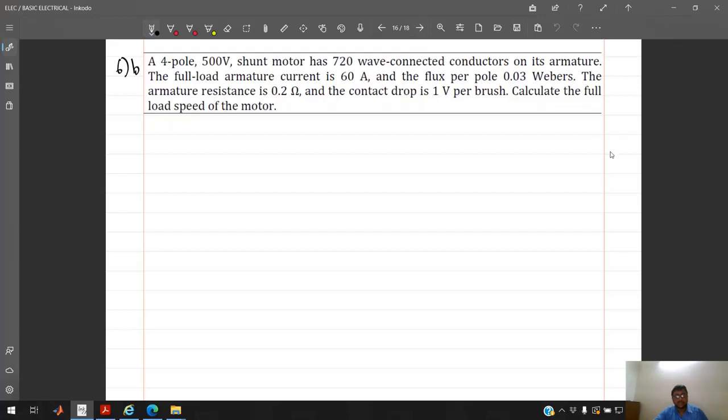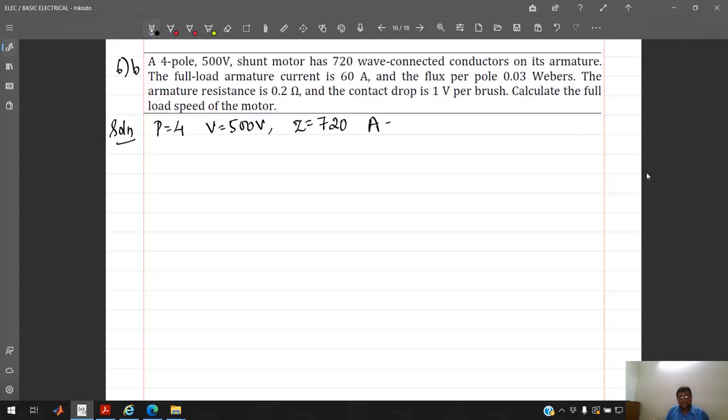Coming to the next problem, that is 6b, which is again from the same module. A 4-pole 500 volt shunt motor has 720 wave connected armature conductors. The question is already clear. P is equal to 4, 500 volt shunt motor so V is equal to 500 volt, and Z is equal to 720.